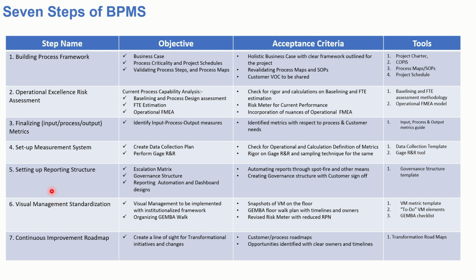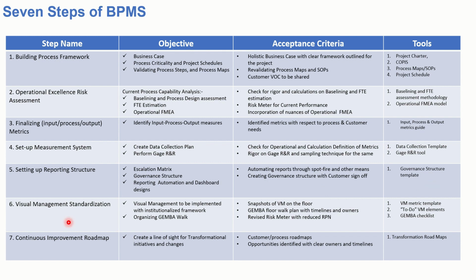The fifth step is setting up reporting structure. The objective of this step is to create escalation metrics if there are any problems in the process later on. Who should it be escalated to? The governance structure, the regular weekly, monthly, and quarterly meetings between the different governing bodies of the customer as well as the business. Reporting automation and dashboard designs are also part of this particular process step. The acceptance criteria is automating reports through Spotfire and other means, creating governance structure with customer sign off. The tools: governance structure template.